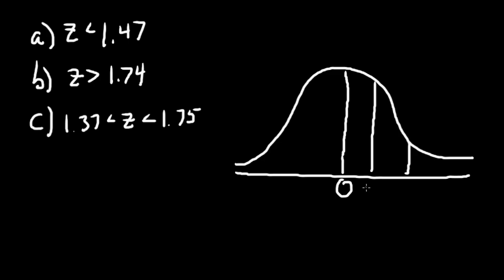That's important, right? We want to make sure that we're labeling this correctly. So we've got 0, 1.37, and 1.75. It doesn't matter where you put them. It just matters that you put them in relatively the right position. 0 comes first, then 1.37, and then 1.75.